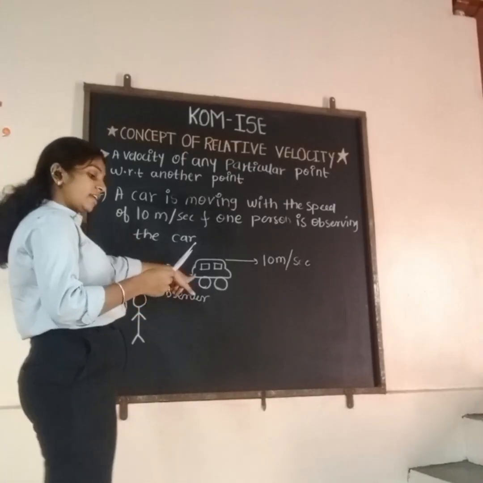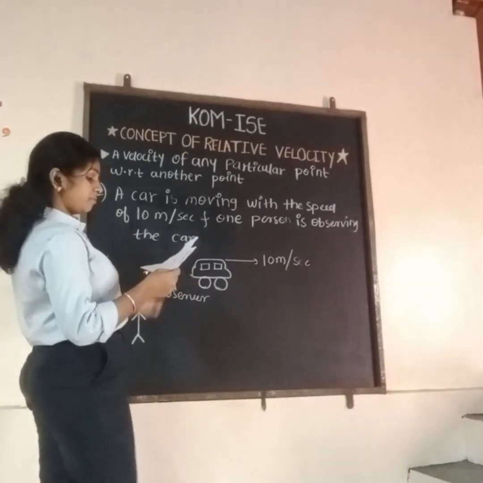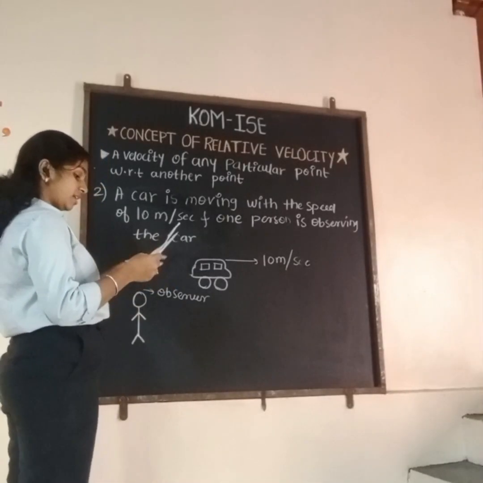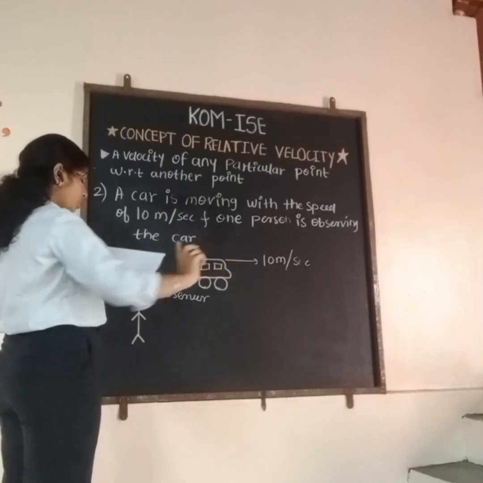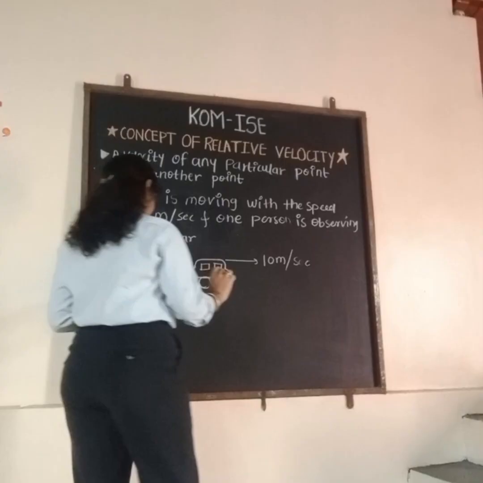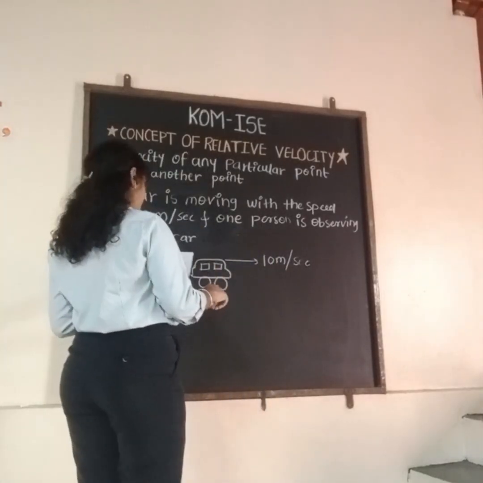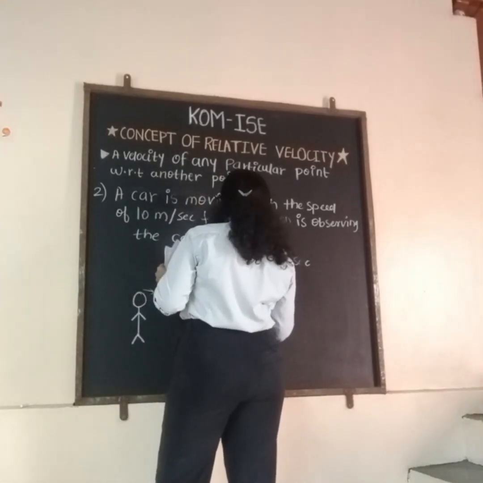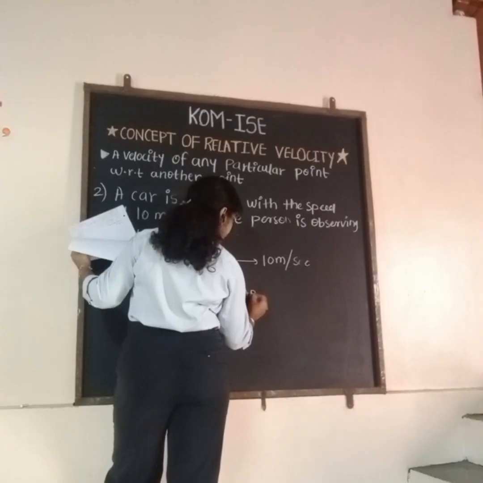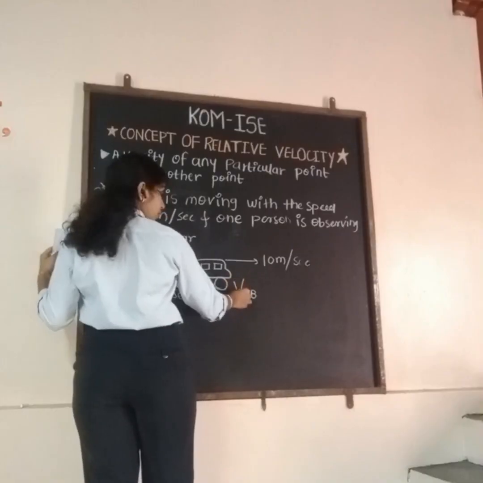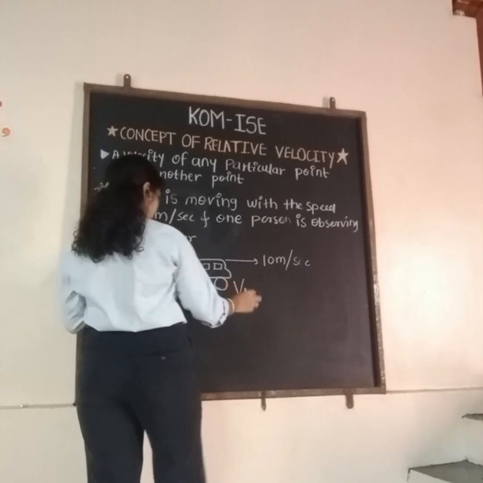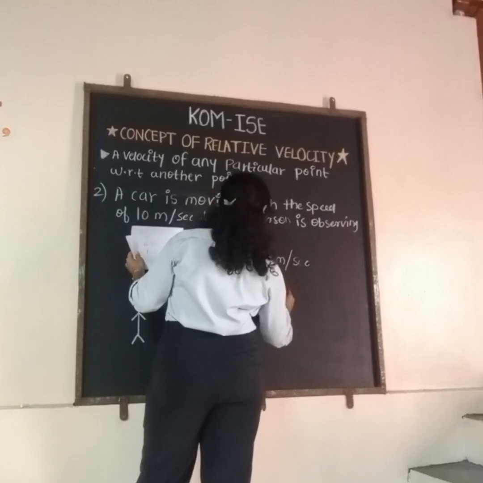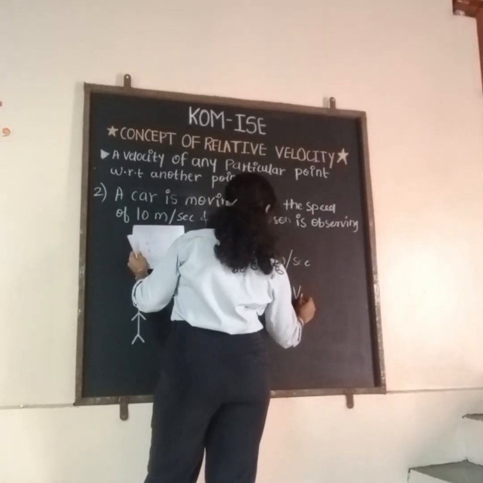Here, one car is moving with a speed of 10 meters per second, and there is one person standing there, and that person is observing the car. So he will see the car is moving. To find the velocity, we have one formula. It is the velocity of A with respect to B, VAB. The formula is VA minus VB.